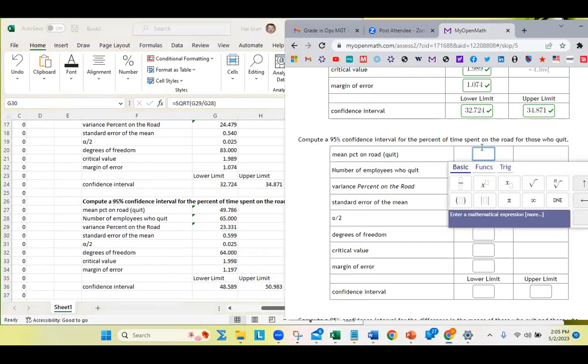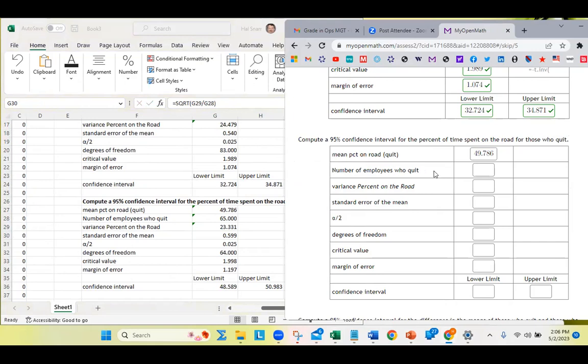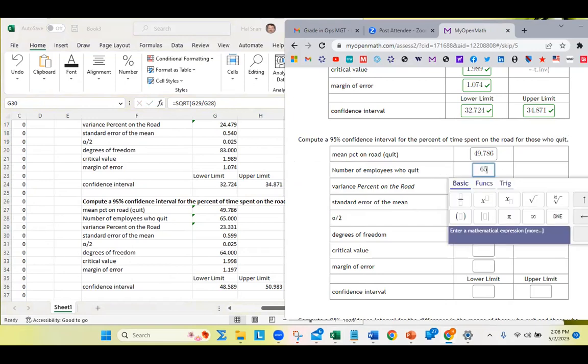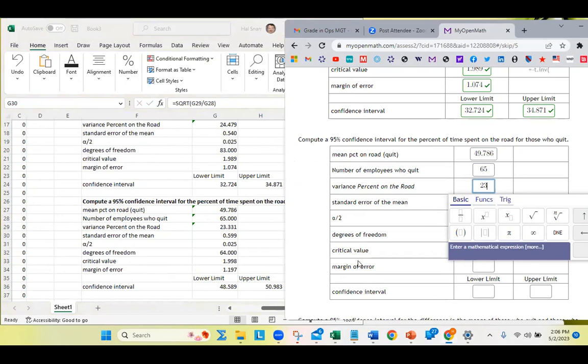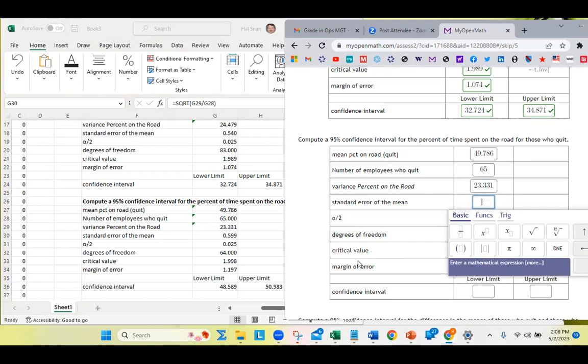So the mean percent on the road who quit is 49.786. The number of employees who quit is 65. The variance of percent on the road is 23.331. Standard error of the mean is 0.599.